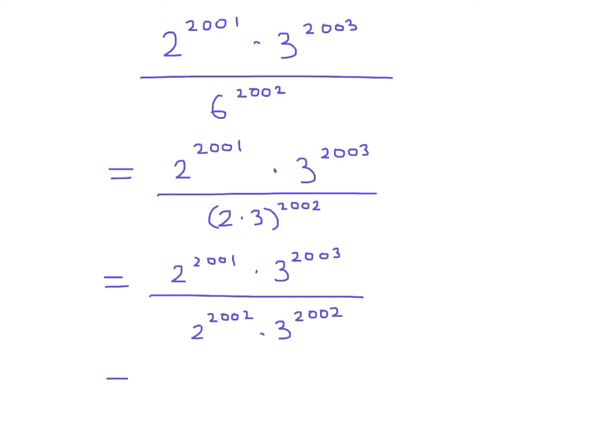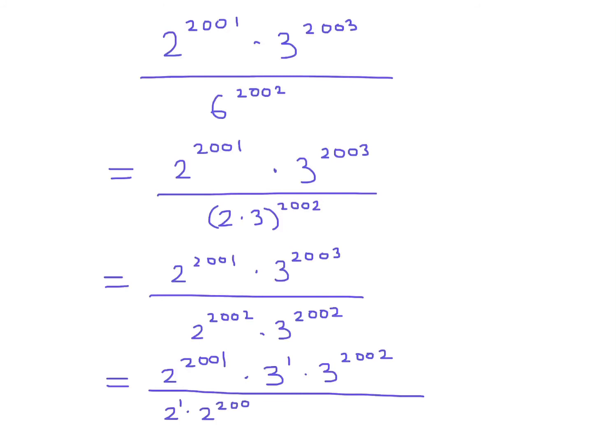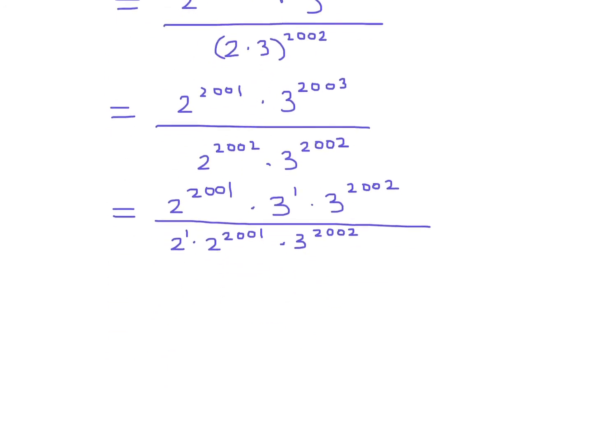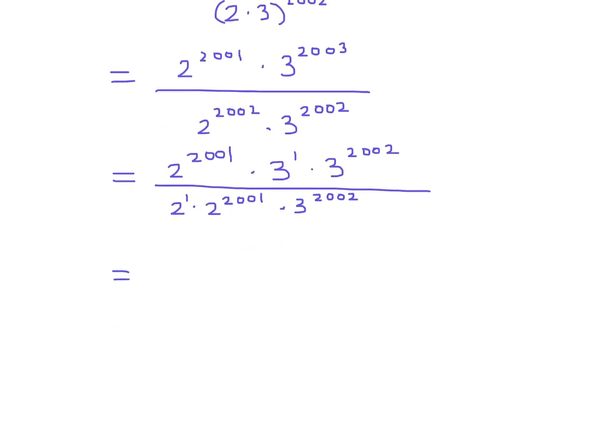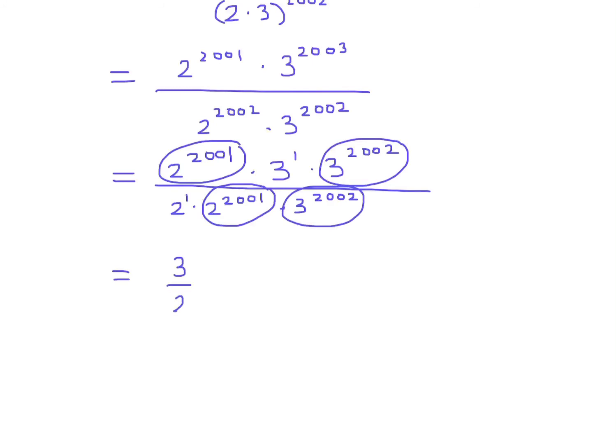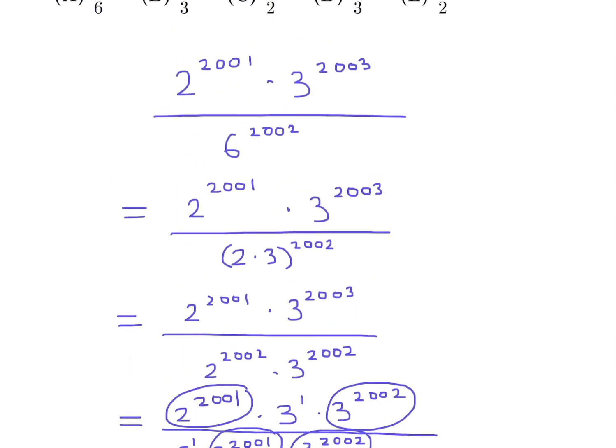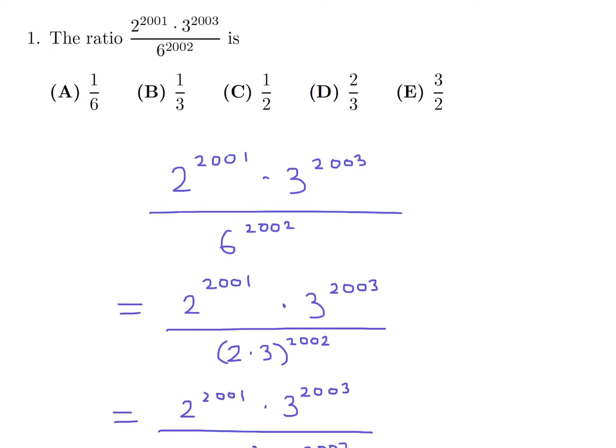And then you can just split this. So the top we can do 3 to the power of 1 and 3 to the power of 2002 like that. And on the bottom, 2 to the power of 1 times 2 to the power of 2001, and this 3 to the power of 2002 we can just leave alone like that. And then now I hope you can see that this cancels with this and this cancels with that. So the only thing left is 3 over 2, and therefore that's the answer. So number 1, the answer is E.